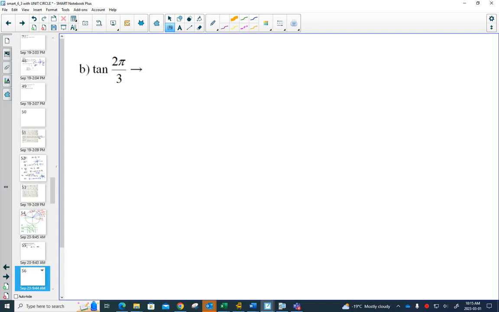So, tan of 2 pi over 3. My reference angle is pi over 3. I know that tan of pi over 3 is root 3. Quadrant, it's in quadrant 2. I know tan is negative in quadrant 2, so then I would get negative root 3.